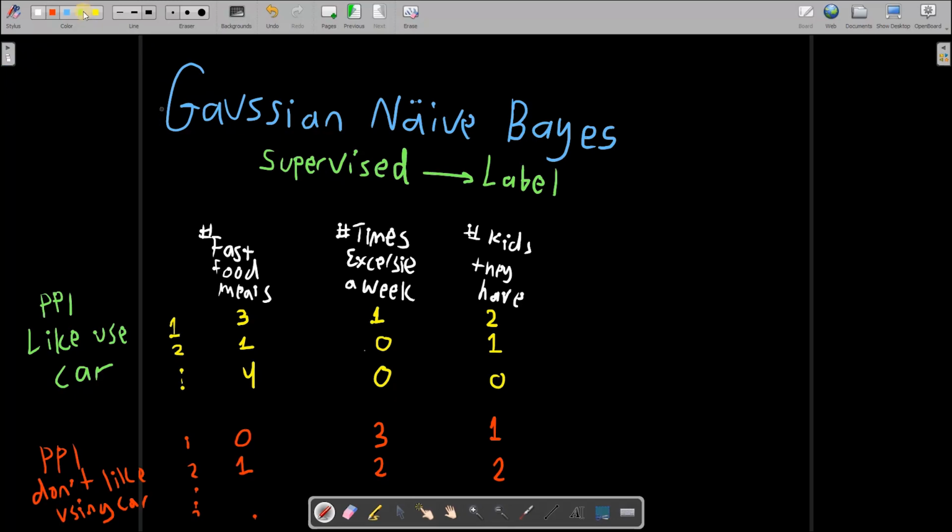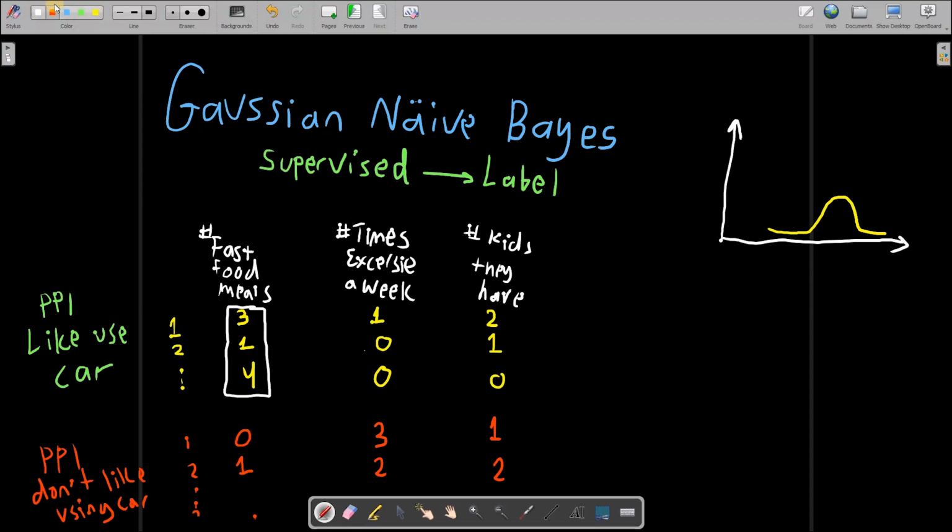Now, these are the data that we have. How are we going to solve this problem with Gaussian naive Bayes? Well, first thing, we need the Gaussian distribution for all of these. First, let's start with people who like to use their car. We are going to calculate the standard deviation and the mean for this data, all of it, okay? So if we do that, we would get, let me draw this. Let's say that we got a Gaussian distribution for people who like to use a car, and for the number of times they eat fast food is like this. This is the Gaussian distribution for that.